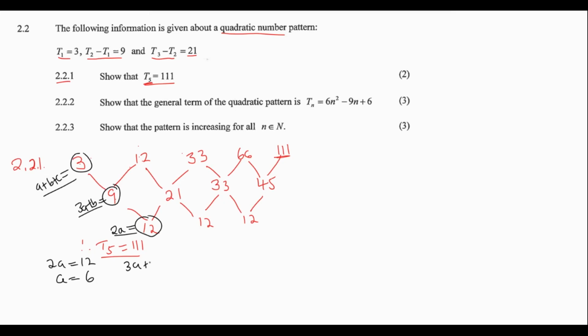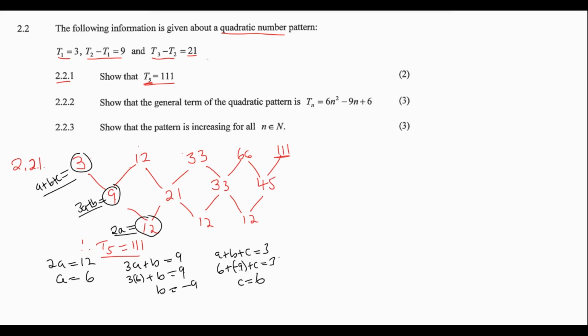Then 3a plus b is equal to 9, meaning that 3 times 6 plus b is equal to 9. Then b is equal to 9 minus 18. 9 minus 18 is negative 9. Then a plus b plus c is equal to 3, meaning that 6 plus negative 9 plus c is equal to 3. 6 plus negative 9, that is negative 3. Negative 3 transposed to the right hand side becomes plus 3. C is equal to 3 plus 3, c is equal to 6.